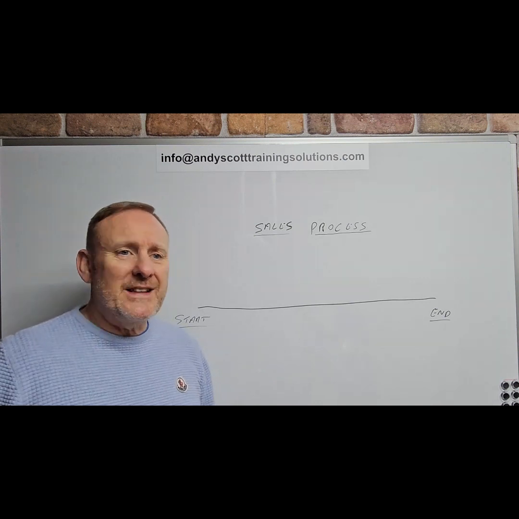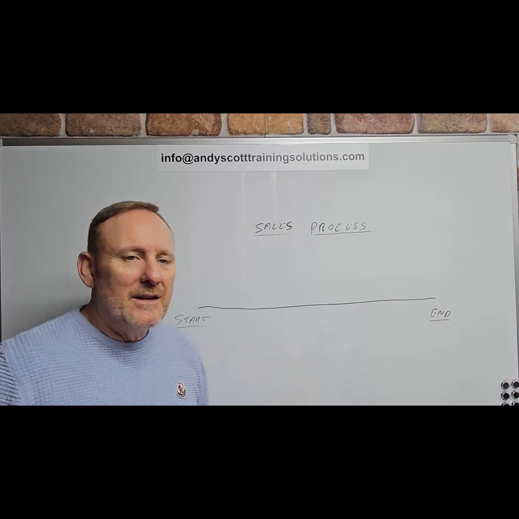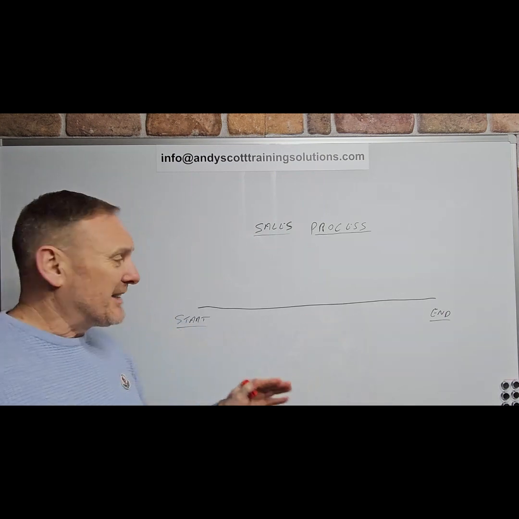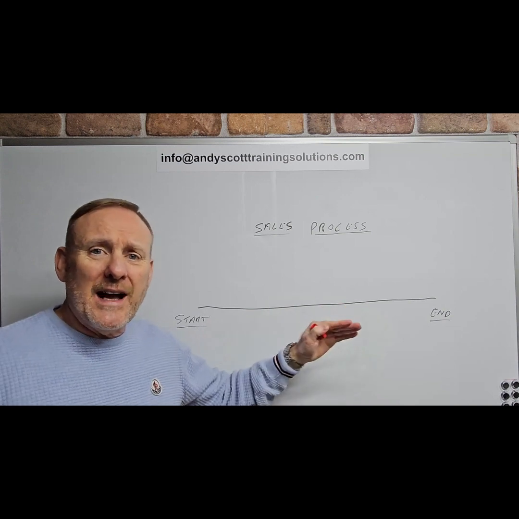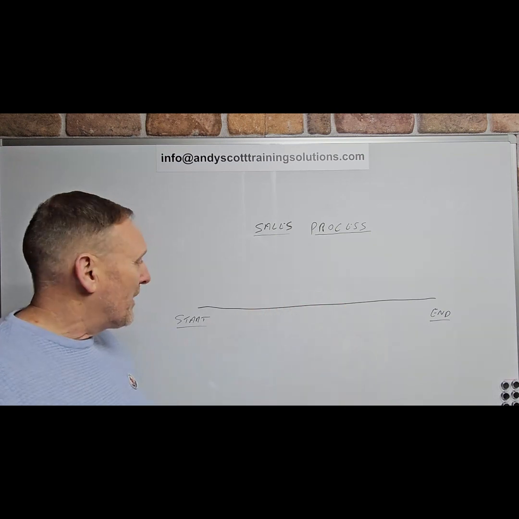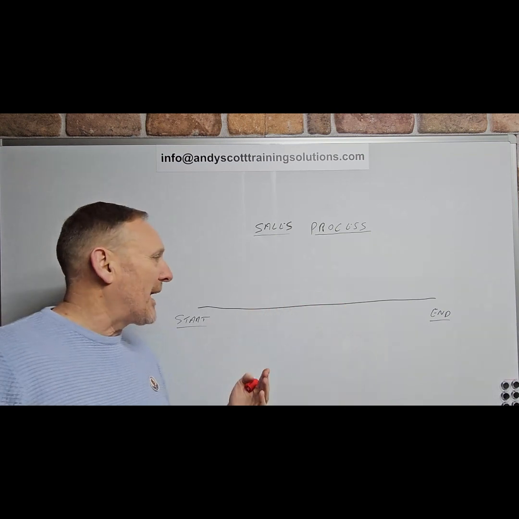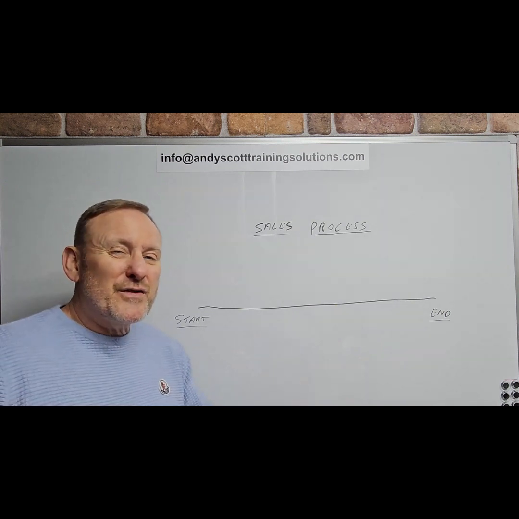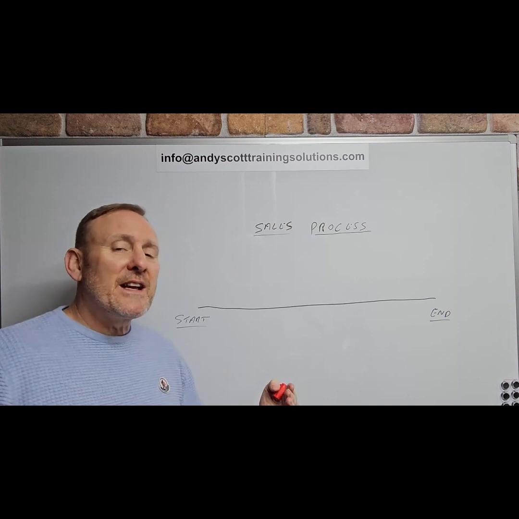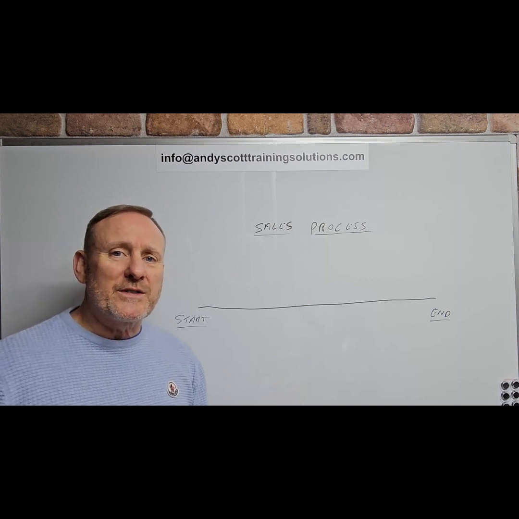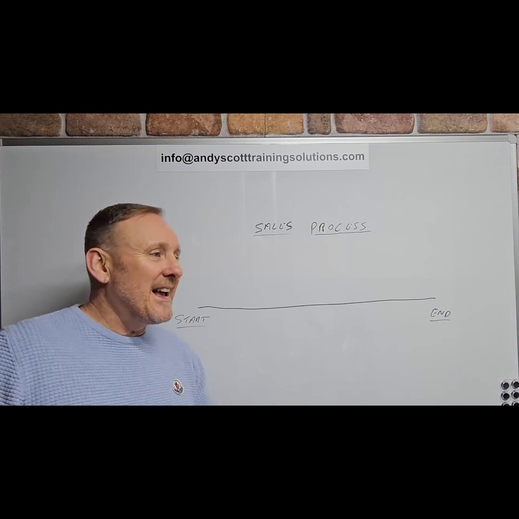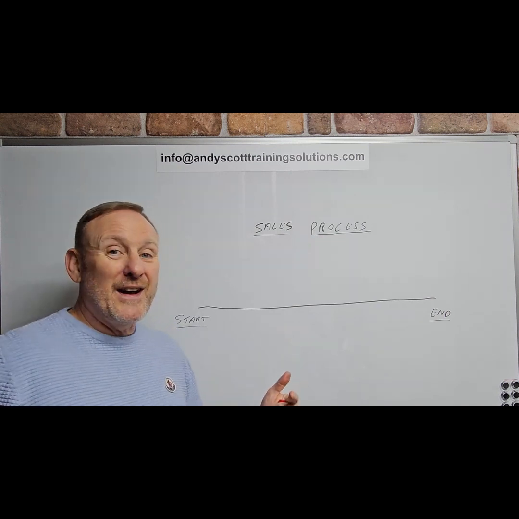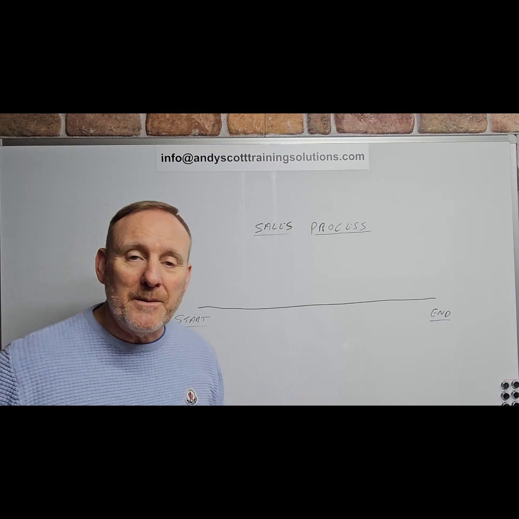So with objections, they tend to follow a similar pattern. If this is your sales process, this is the start, this is the end, this is how we'd love it to go, a nice straight line from A to B. But things like objections come along and they can either enhance the process or they can frustrate the process. And for a lot of salespeople, it tends to frustrate the process. And that's largely because A, they don't want them, and B, they don't know how to handle them, and finally C, they don't know how to interpret them.